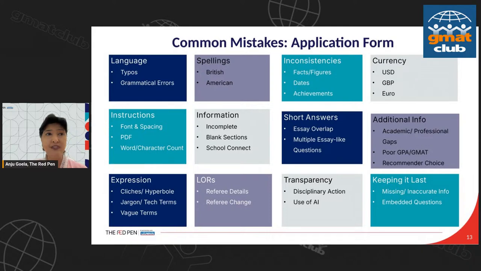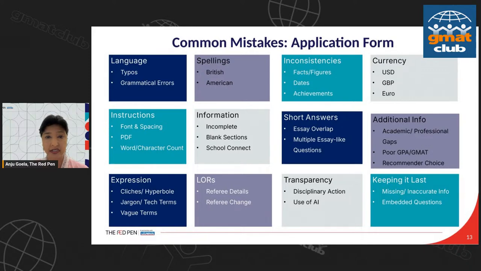Similarly for achievements, if your resume says that you undertook an initiative which reduced, let's say, man hours by 100 man hours per person annually, you cannot have a different figure in any other part of your application. So all facts, figures, dates, and achievements need to be consistent across the application.